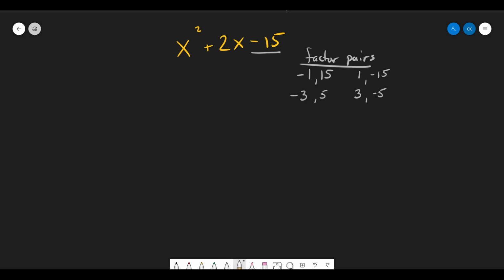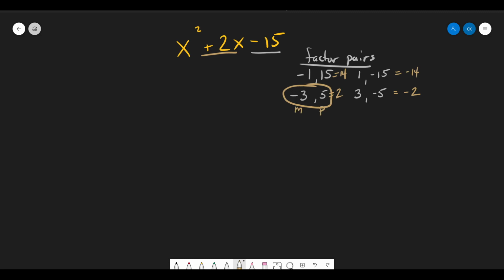All of those work. Well, now I have to say, okay, which ones will add to be +2? Well, -1 plus 15, that's 14. 1 plus -15, that's -14. -3 plus 5, that's 2. And 3 plus -5, that's -2. Obviously, I want the +2. So these are going to be the pair that I'm going to use.